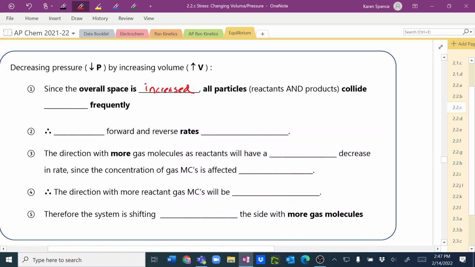Since the overall space is increased, all the particles collide less frequently. So both the forward and reverse rates, what do? They decrease. However, the direction with more gas molecules as reactants will have a larger or greater decrease, since the concentration of gas molecules is affected more.